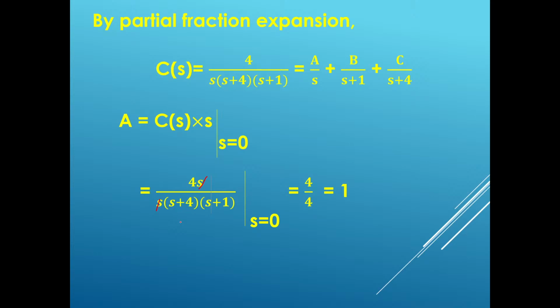After cancelling s, substitute s equal to 0. What is left over? 4 divided by 4 into 1. 4 into 1 means 4. 4 divided by 4, a is equal to 1. I have skipped one step here; you add one more step and write it down. So a is equal to 1. Whoever has written the expression, it is correct.